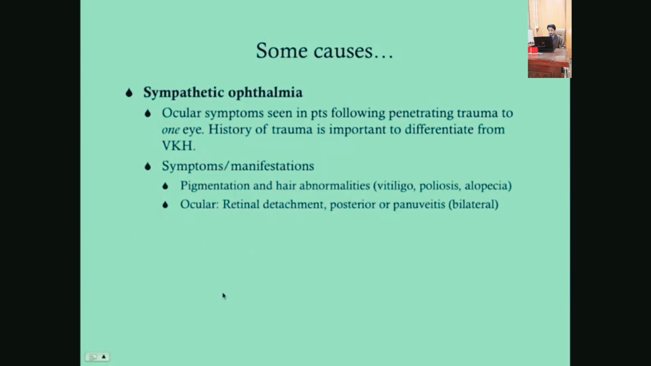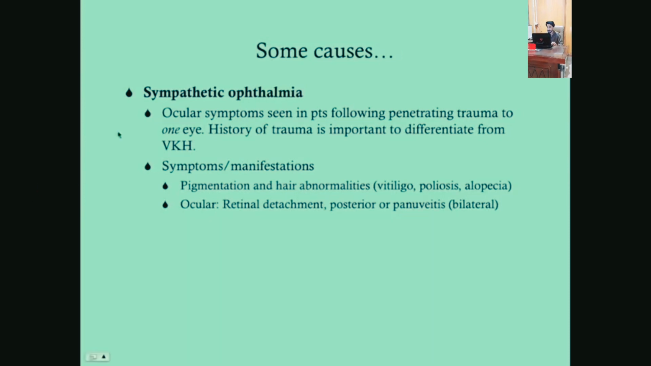And then sympathetic ophthalmia is an interesting disease. So what this is, you get penetrating trauma to one eye. So let's say you got stuck with a pencil in one eye, and then 5, 6, 20 years down the road, you start to develop blindness in both eyes. You start to develop panuveitis in both eyes.